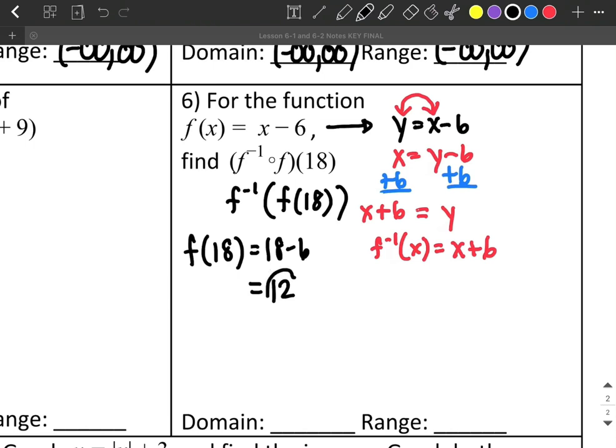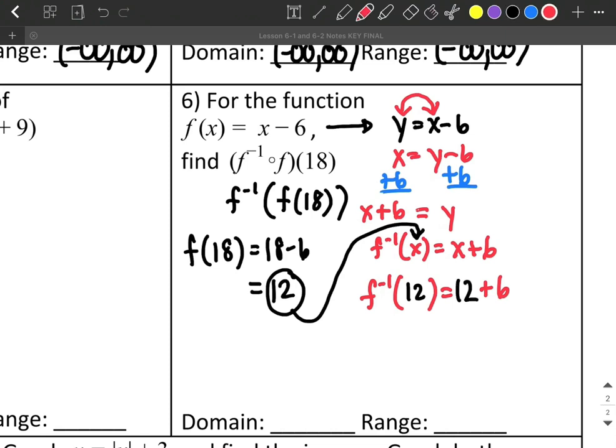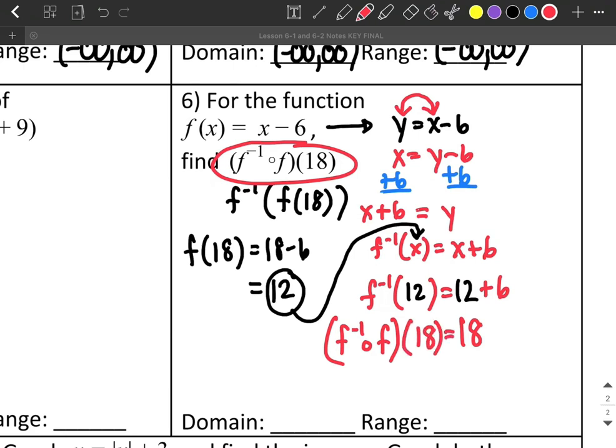I'm going to take this 12 and plug it into my inverse function. That gives me the inverse of f of x, but I'm plugging in 12 instead of x. Everywhere I see an x, I'm changing it with 12. And my answer is going to be 12 plus 6, which is 18. So if I do the inverse of f of x composed with f of 18, I'm going to get 18 as my answer.